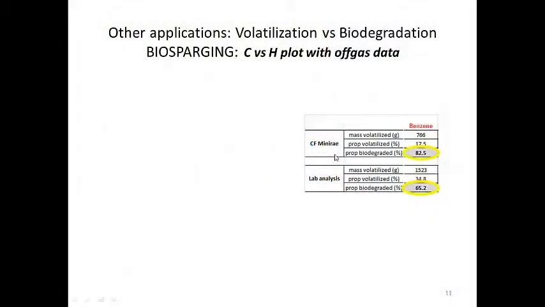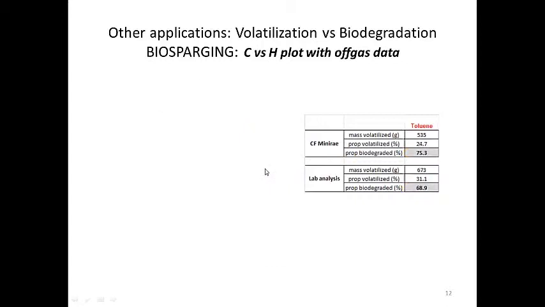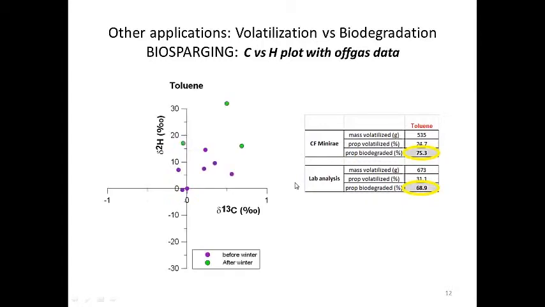Now, if we look at the specific compound results, we could see that benzene was mostly biodegraded. And if we look at the isotopic results, we can see that carbon and hydrogen get enriched, and the values are in between the range for the aerobic and anaerobic biodegradation processes. The same for toluene, we can see here that it was mainly biodegraded. And the isotopic results again remain in the window for biodegradation processes, where carbon and hydrogen are both getting enriched through the process.